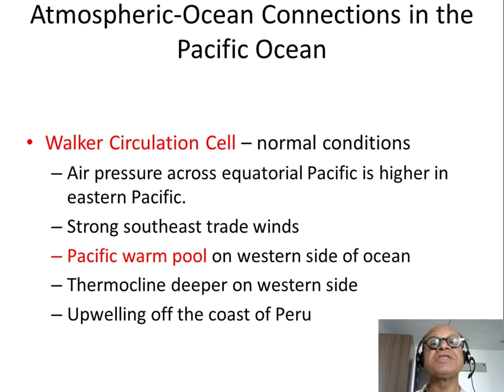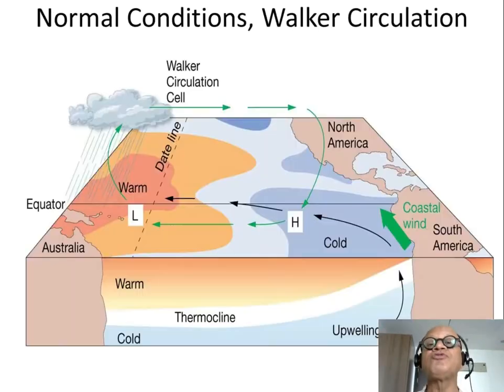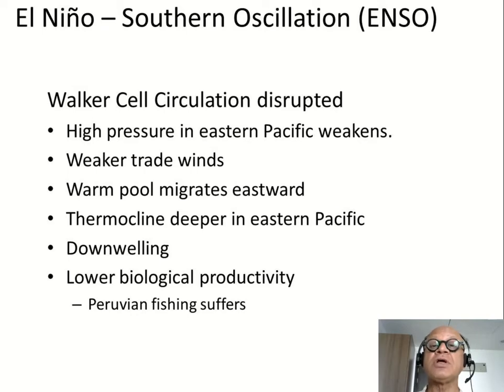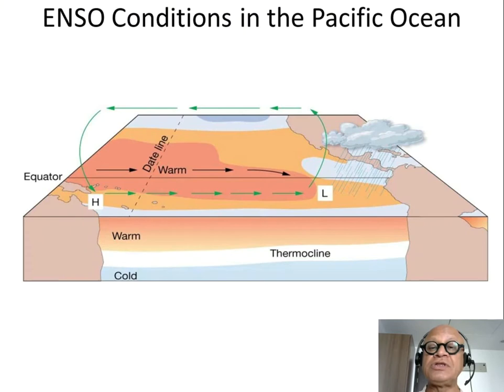Okay, I'm using the same file here to flip through so that you remind yourself of the pieces that you have to pull together to understand El Nino. Walker cell, normal conditions, the changes that happen with ENSO, El Nino Southern Oscillation, and how the ENSO conditions look in terms of sea surface temperatures, convection, and the perturbed Walker cell.